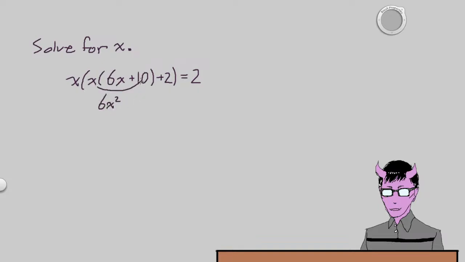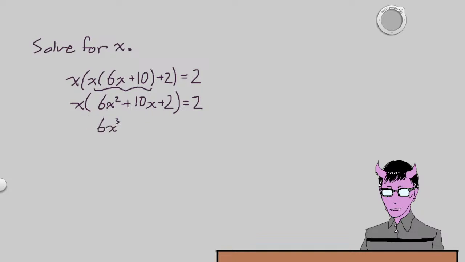6x squared plus 10x. So this is the distribution for this piece right here. Copy paste the plus 2. I almost forgot the x to the 10. Whoops. There we go. Alright, let's just make sure everything is correct. Yes. Okay. Then we have x on the outside as equal to 2. So nothing tremendously difficult, just fairly straightforward distributive property.